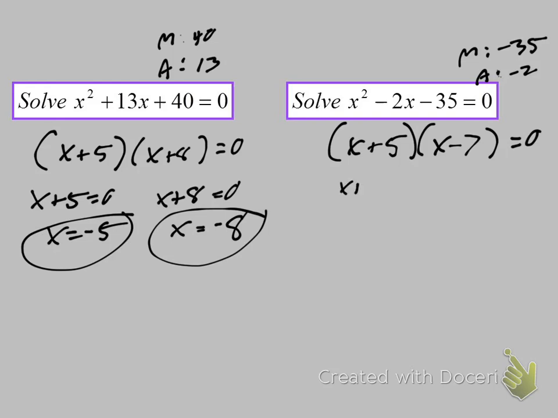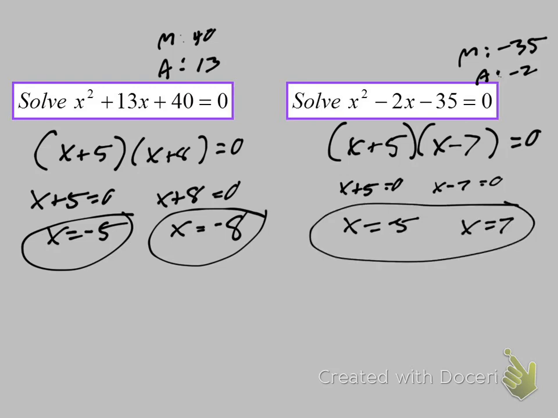Split them off. X plus 5 equals 0. X minus 7 equals 0. X equals negative 5. And x equals 7.